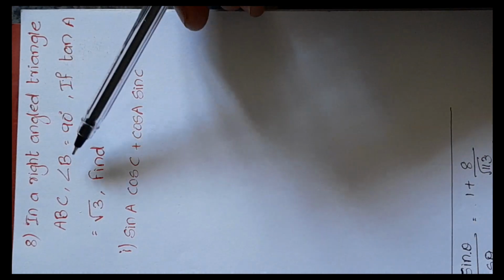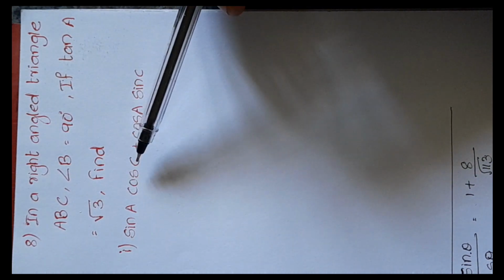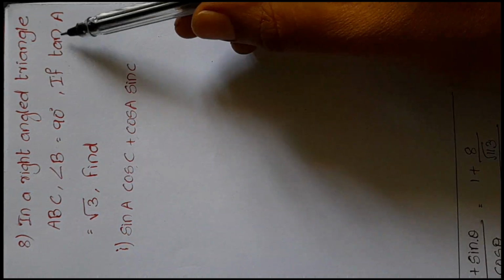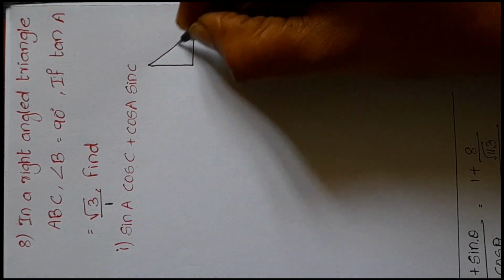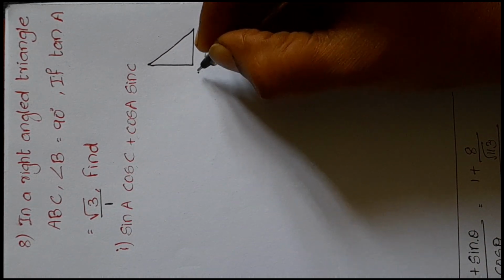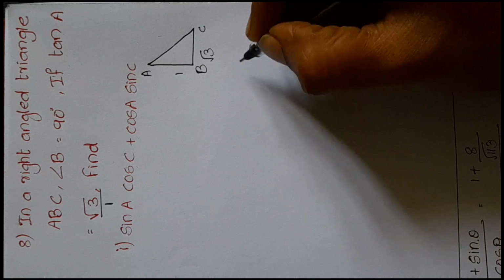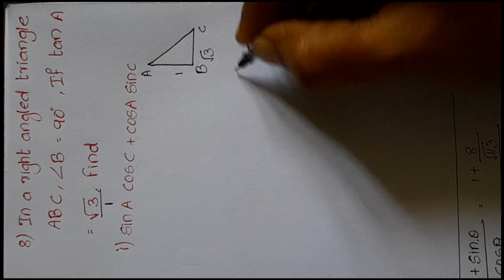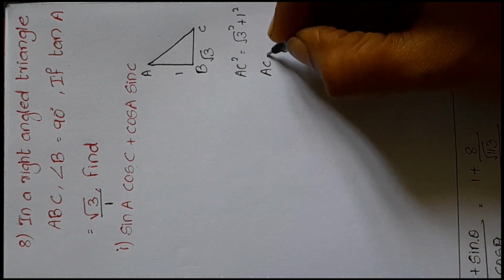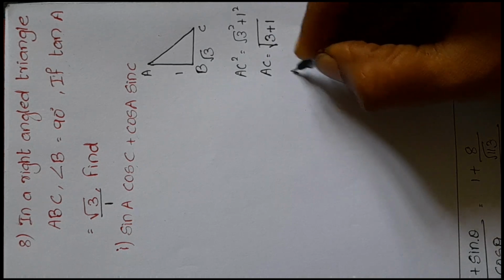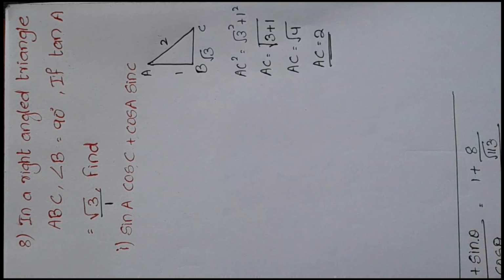8th question. In a right angle triangle ABC, angle B is 90 degrees. If tan A is equal to root 3, find sin A into cos C plus cos A into sin C. It is given that tan A is equal to root 3. This can be written as root 3 by 1. Let us draw a right angle triangle ABC with angle B equal to 90 degrees. AB is equal to 1 and BC becomes root 3. From the Pythagoras theorem, we should find AC. That is, AC square is equal to root 3 square plus 1 square. AC is equal to root of 3 plus 1. Then AC is equal to root of 4. AC is equal to 2.